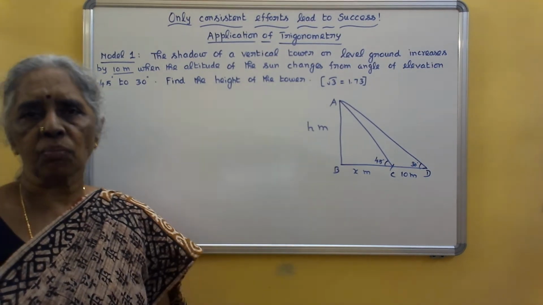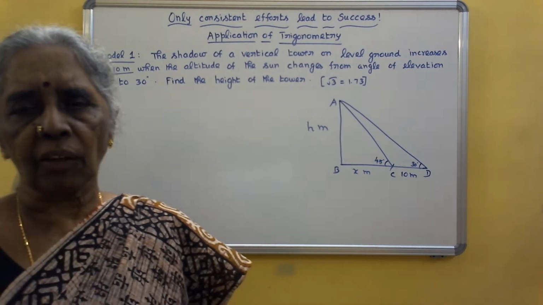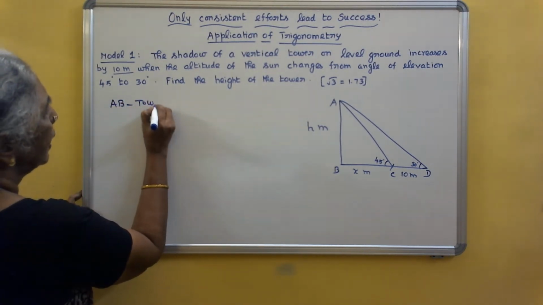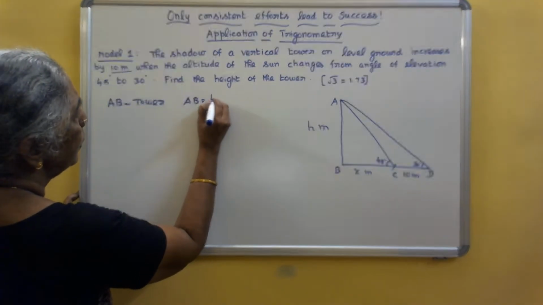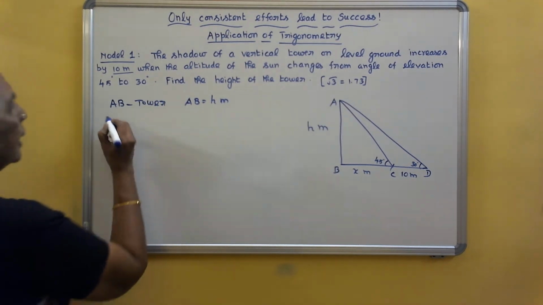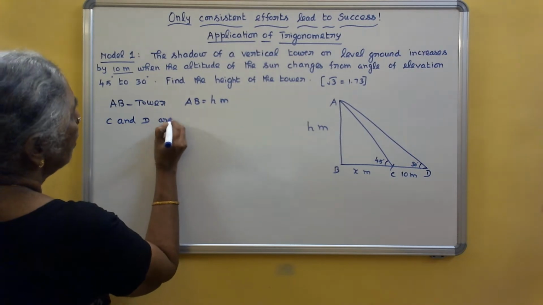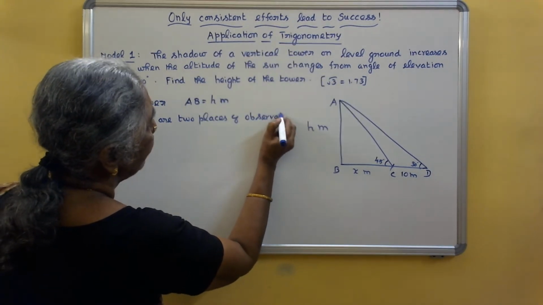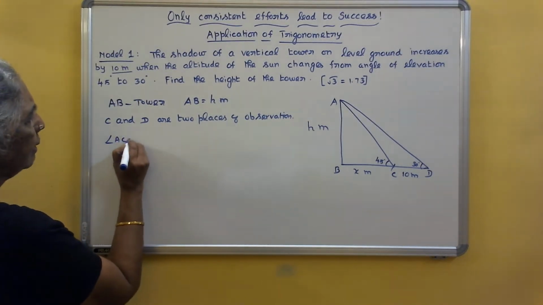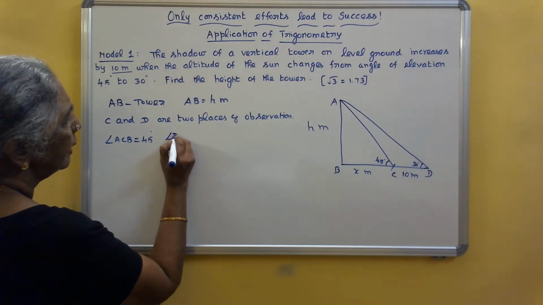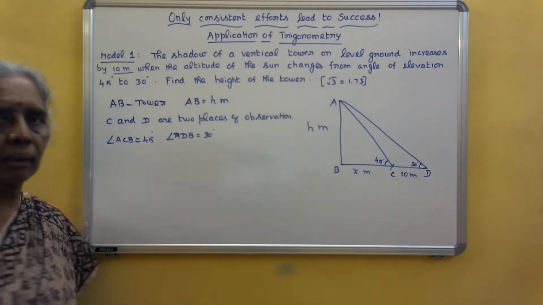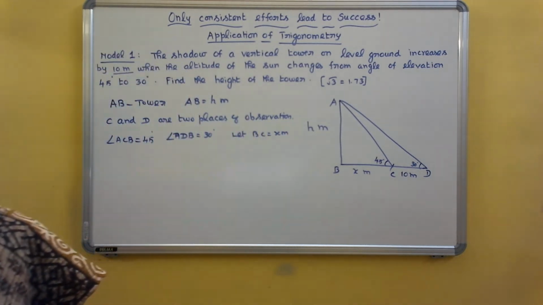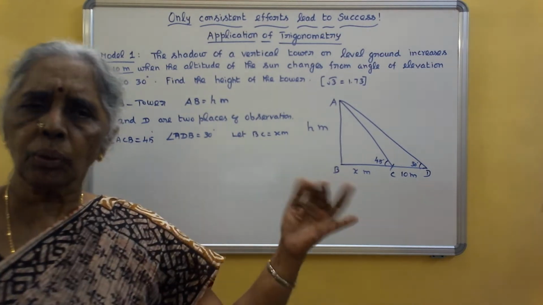So first for this kind of sums, you have to write some description of what is given. That is, you are drawing the figure, you have to explain the figure. So now let us write: AB is the tower, and AB is equal to h meter. Then C and D are two places of observation. There only the angle of elevation changes. Okay. So let us write angle ACB is equal to 45. Angle ADB is equal to 30. Okay. Now let BC be equal to x meter. So these are all the things you have to write first. Because it is up to you, you can take any letter, no? So that you write it.